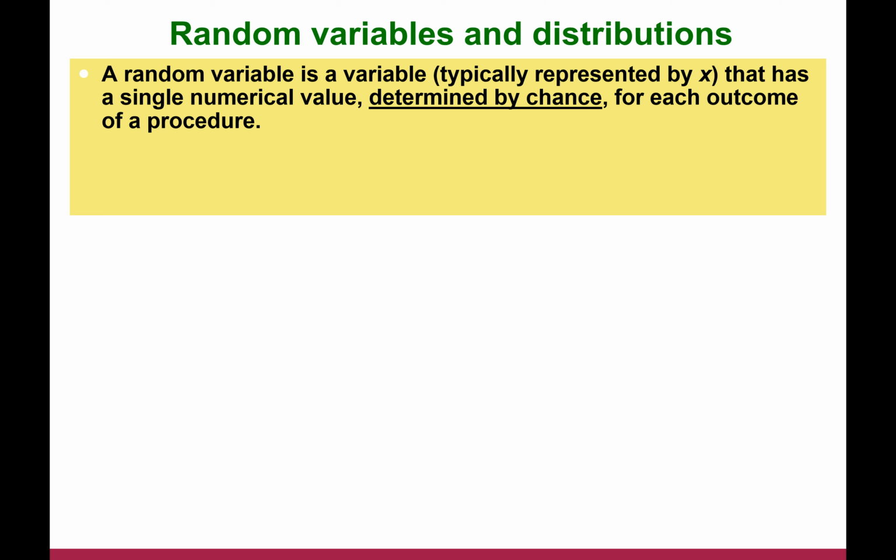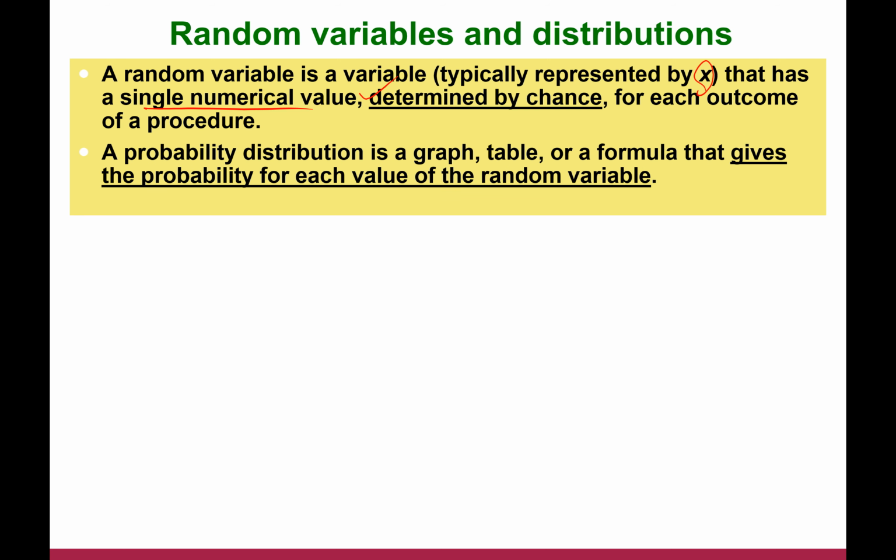Now let's take a look at this. A random variable, typically represented by x, has a single numerical value occurring by chance for each outcome of a procedure. We typically call this a discrete random variable. A probability distribution is a graph, table, or formula that gives the probability for each value of the random variable.